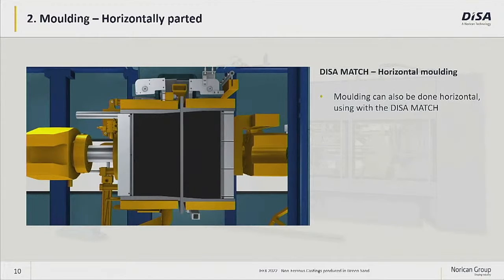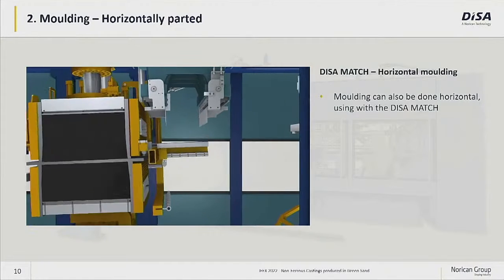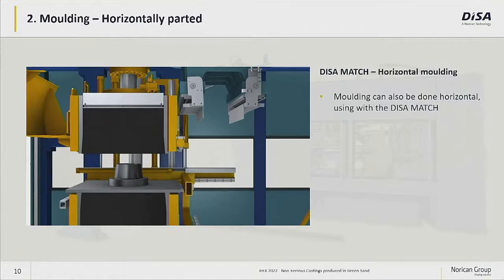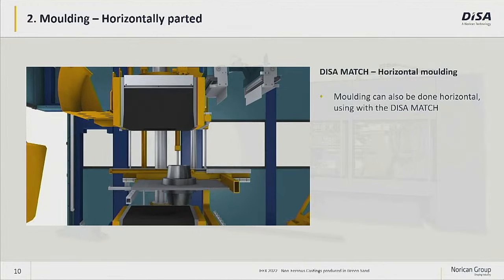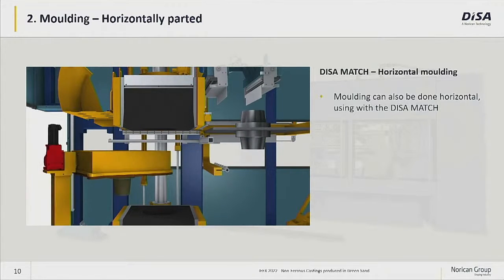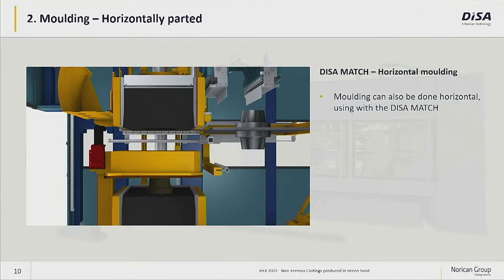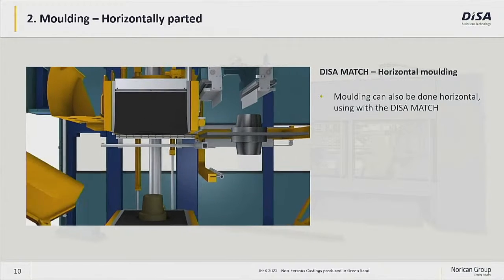We can of course also run the molds horizontal and use a match plate machine to produce the molds. And again here, as we saw for the vertical molding, we will use proven technology being used for iron for many, many years.